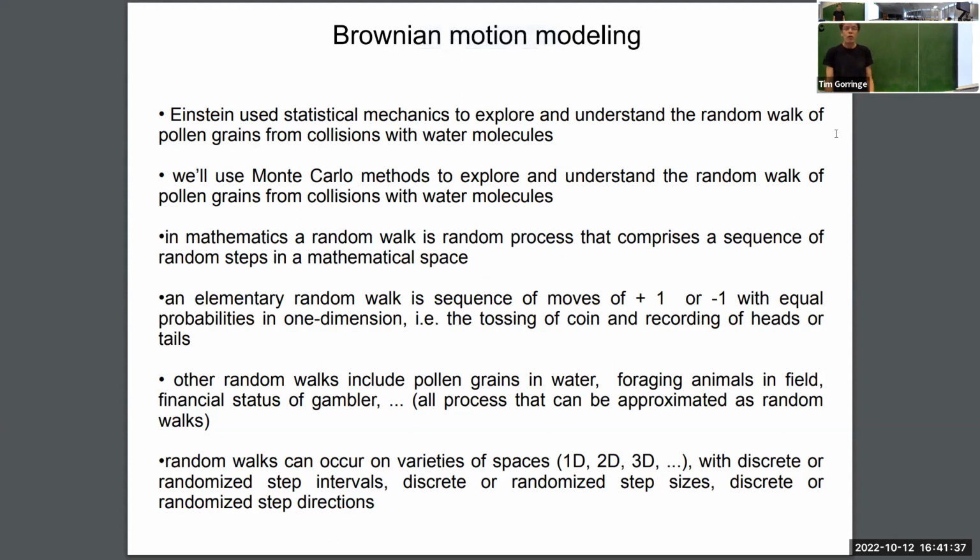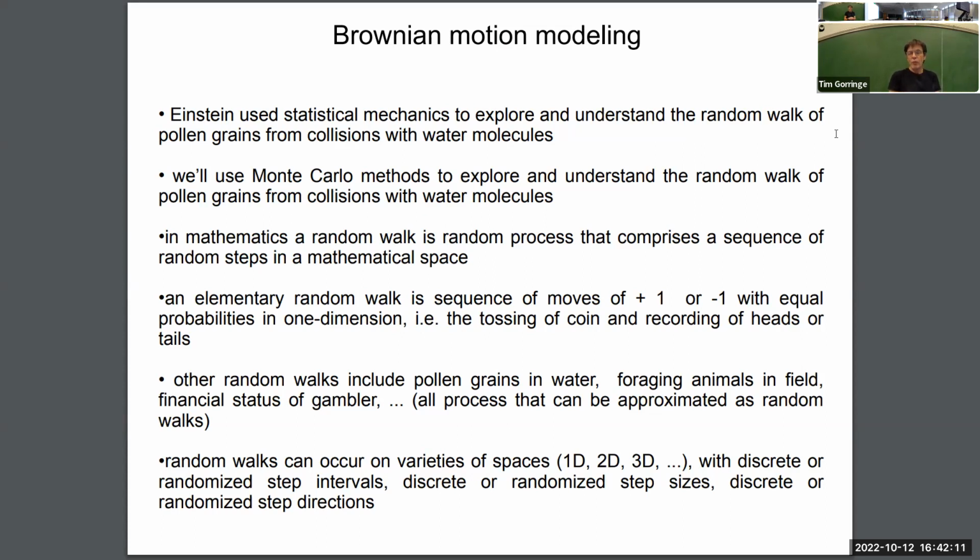Okay, so what we're going to try and do is explore the Brownian motion and other random walk motion by our Monte Carlo methods and our generation of sequences of random numbers. So that's going to be our goal. What I'm going to work through in this class is a simpler situation than the pollen grains in water.